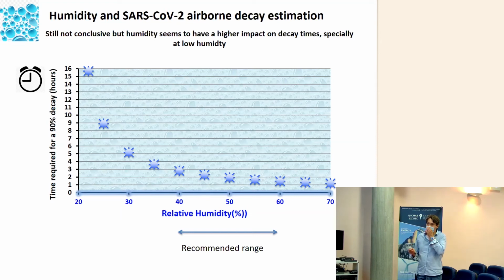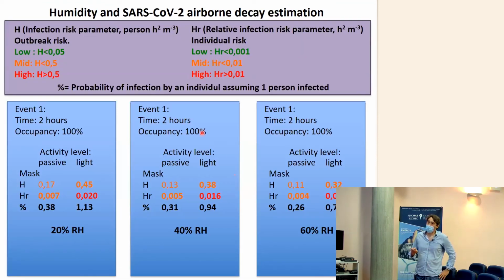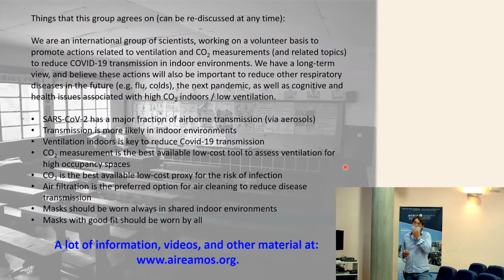But if we apply that to the previous study and compare the difference of infection risk depending on the humidity, actually that was measured at a very low humidity, 20%. As you can see, it's quite important. If you check, for example, the probability of being infected at 20% humidity or 60% humidity, it has an important impact. This is the part which I'm more involved in, trying to disseminate how the humidity affects and why this happens. So just to finish, I summarize here.